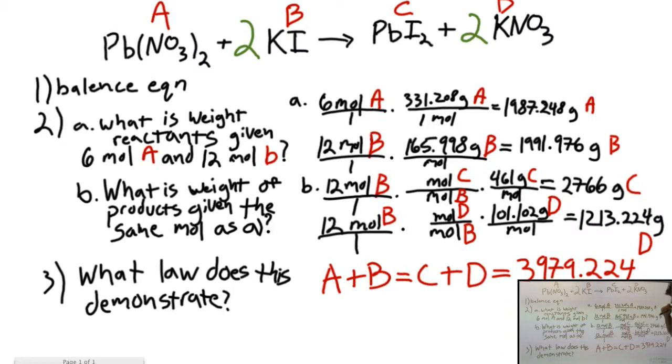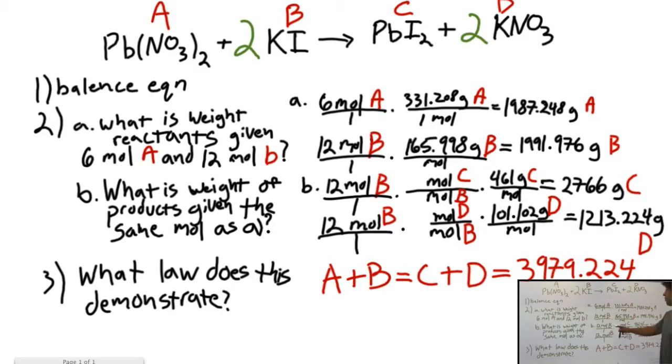And this gives us a value of 1987.248 grams. Starting with 12 moles of B, potassium iodide, and multiplying by its molecular weight, 165.998 grams per mole, we are left with 1991.976 grams of B. Now, the second part of 2 is going to be what is the weight of the products given the same moles in part A.